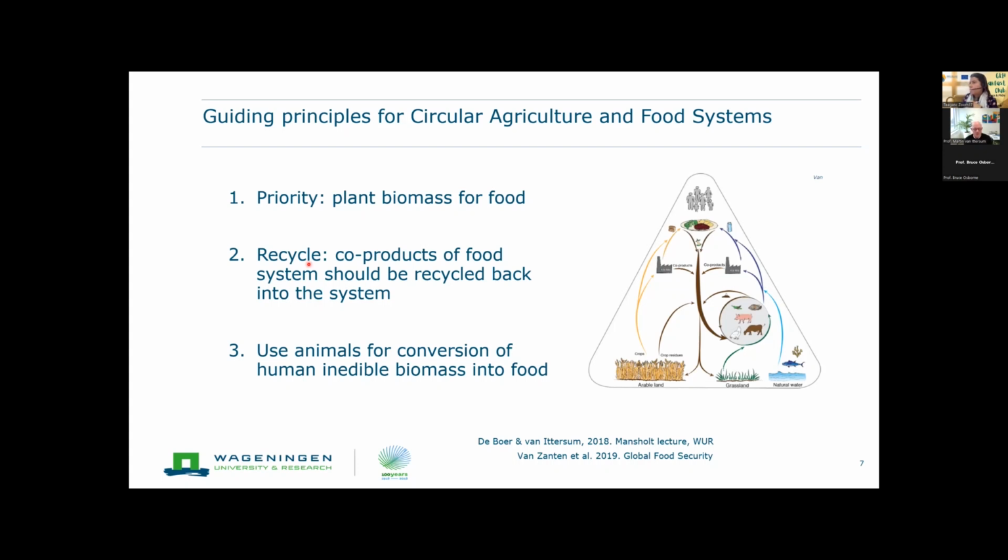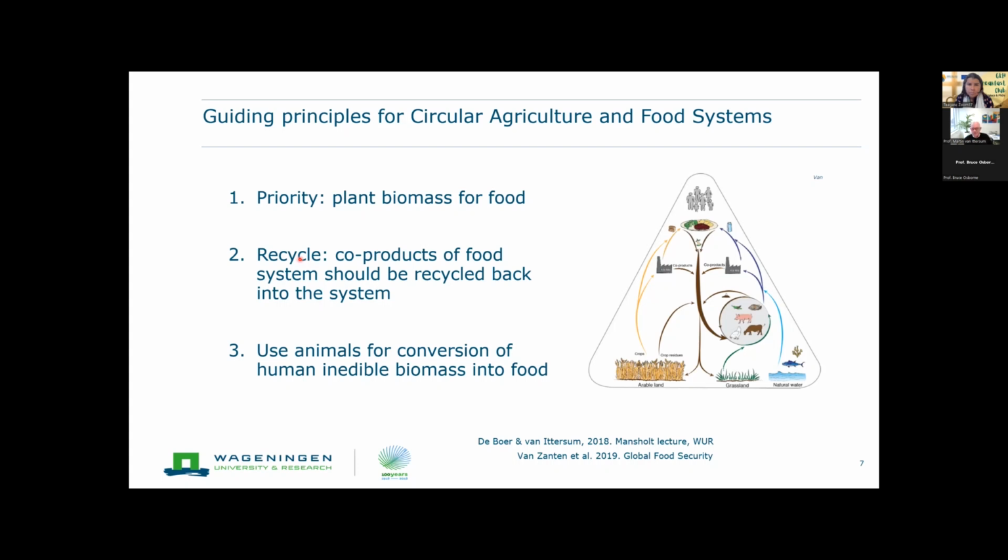And the third principle is that, yes, there can be a role for livestock and animals, I believe. Of course, you can have ethical reasons why we don't want that, but let's put these reasons aside. Just from an environmental and resource use perspective, there can be a very useful role for animals in the system, and that is to convert human inedible biomass into food. I'm talking about grass, straw, husk, and all kinds of byproducts from the food system that we as human beings cannot consume directly.